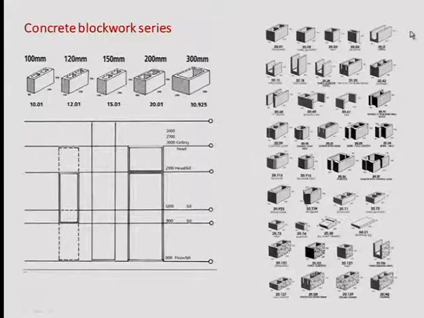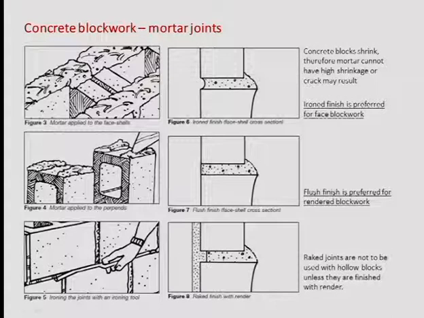You see here that there are different types of shapes, so there is a C shape, L shapes, and also special elements you will probably use for lintels and seals. And what about the joints, the mortar joints? Before we saw already in the previous slide a guy cleaning up and creating an iron finish. We can also have a flash finish, which is very useful when we want to apply a render on top of it.